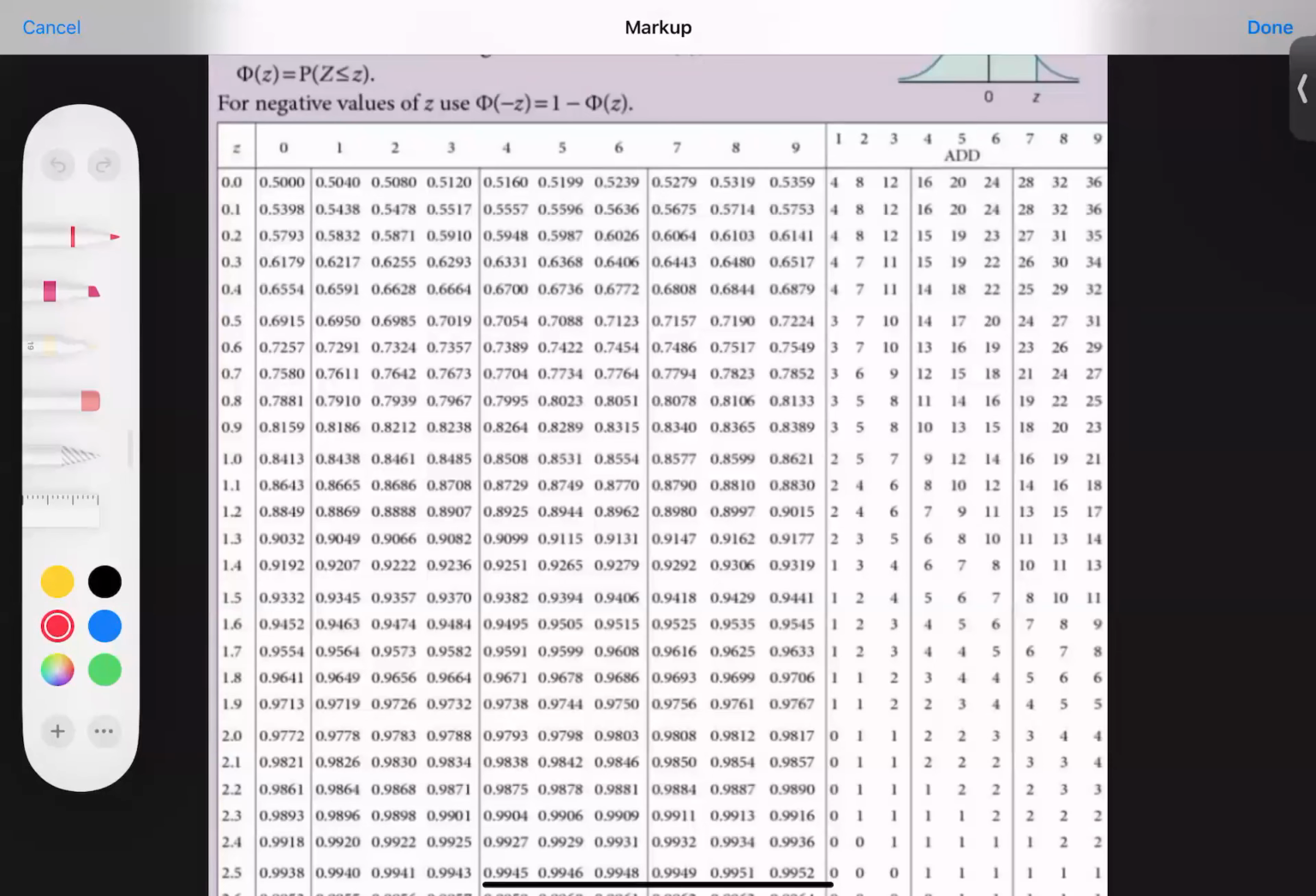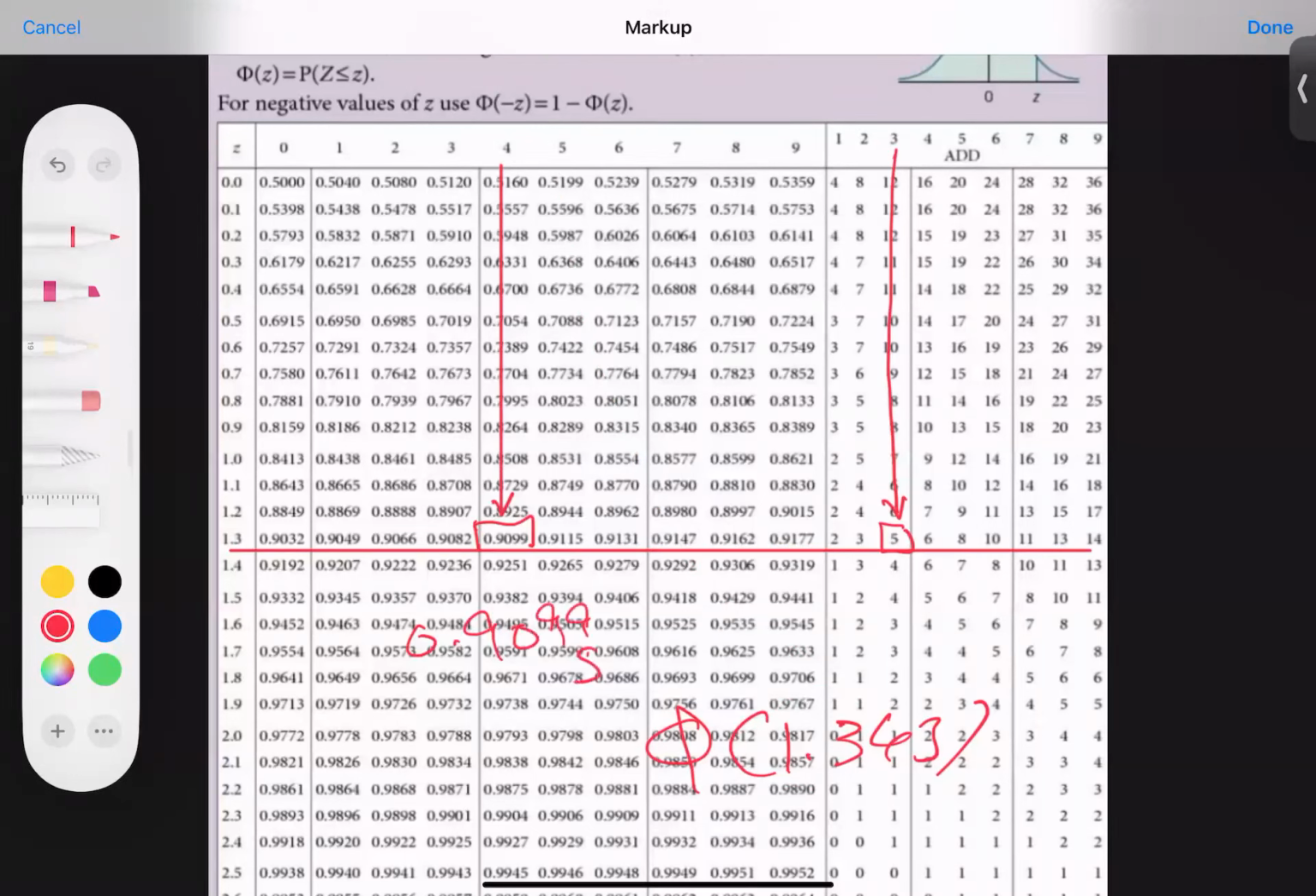Yes, friends, we're looking for the value of Φ of 1.343. This is the table, you can see it here. 1.3 comes from here, this 4 comes from this side, and this 3 comes from the section of addition. So it means 0.9099, and if I add 5 here, it becomes 0.9104, this becomes 4. I hope the point is very clear.